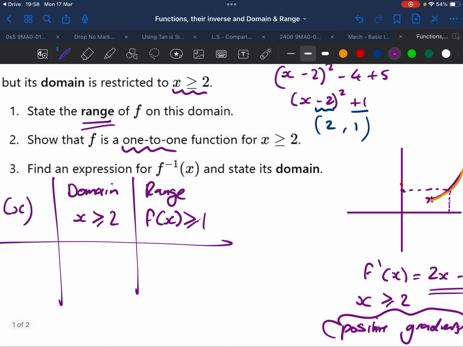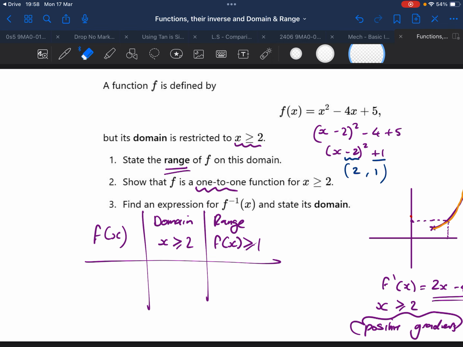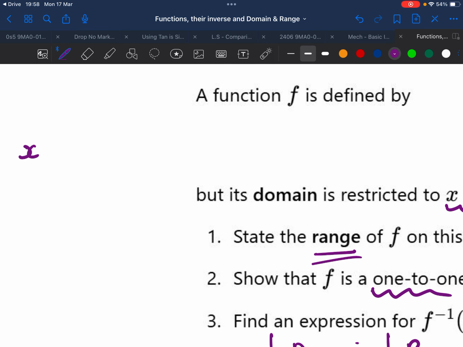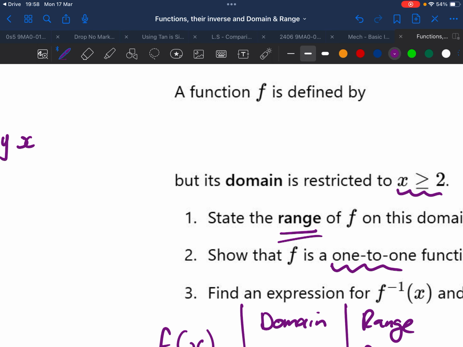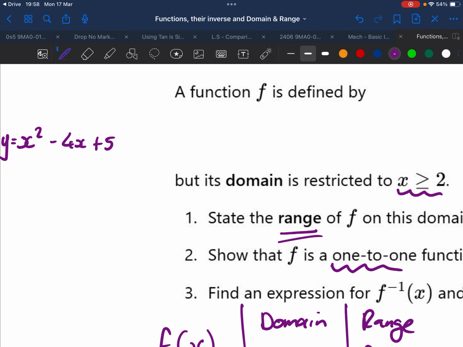So how about the inverse function? Let's go for this one, over here. So I'm going to start by calling it y equals x squared minus 4x plus 5. So there's a lot of ways you can do this. I like to swap the x's and y's at the start. So x equals y squared minus 4y plus 5.